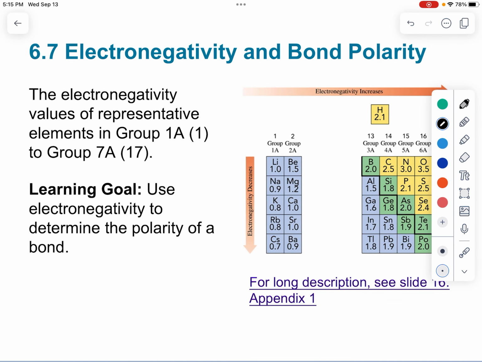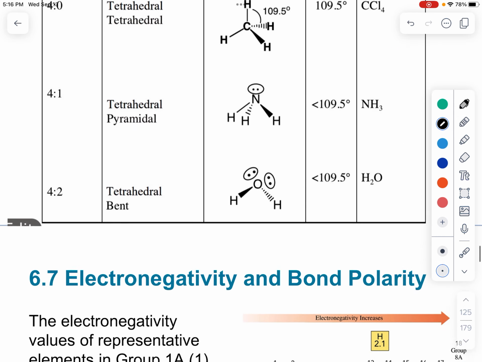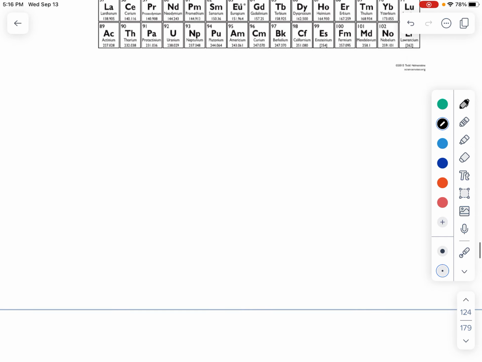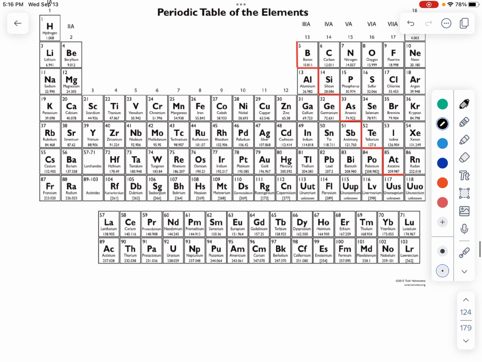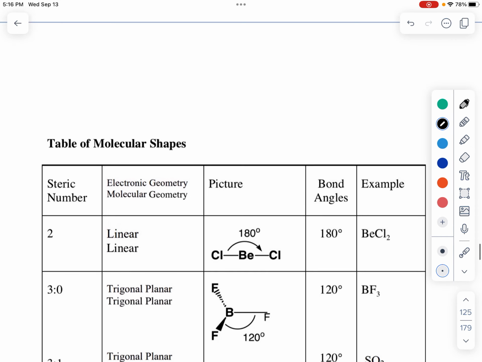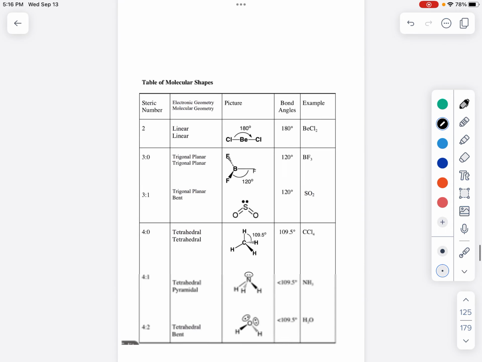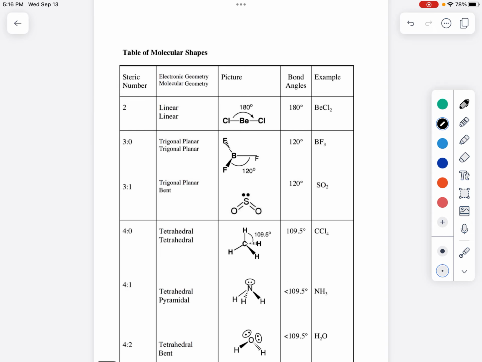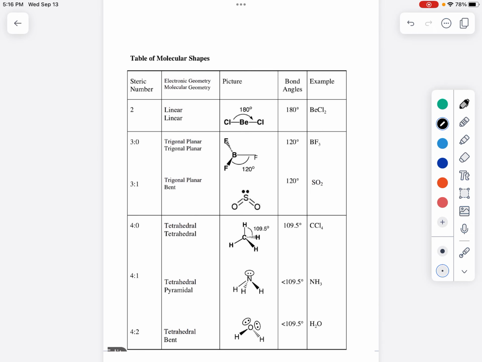Hi guys, 6.7 electronegativity and bond polarity. Before we get started, I'm going to suggest that you have a periodic table nearby, your handout, and then also this table of molecular shapes, and I'm going to link that in the module. And they're also found under, if you go on Dropbox, these are both under general resources.